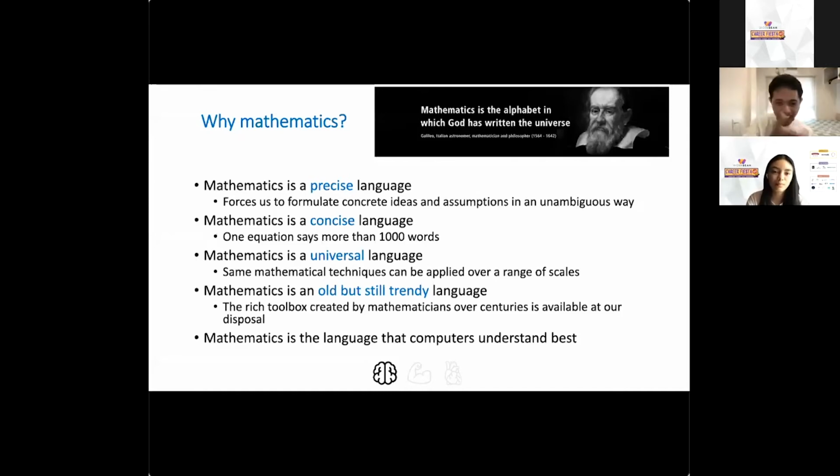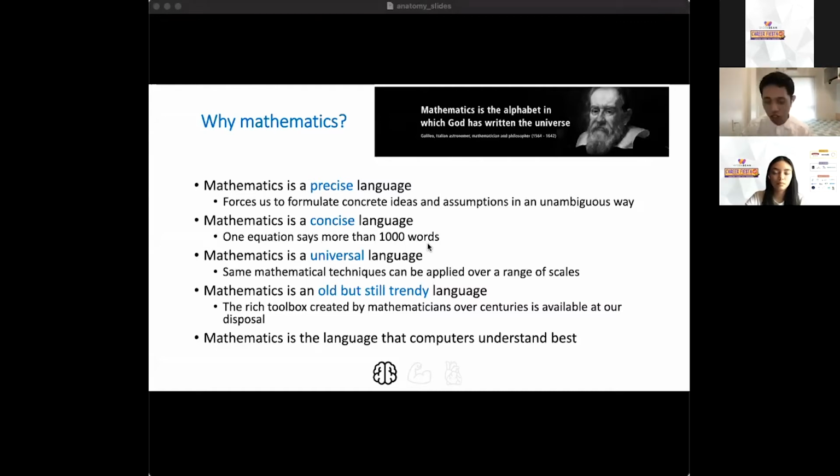So why math? Here are my reasons why math is very important in the field of data science and why we use it as a language to communicate our results. Math is precise, math is concise, mathematics is universal. You can use your equations here. For example, the equation of a line, y is equal to mx plus b, is the same here in the Philippines as in the United States, as in Poland, as in other countries. And mathematics is old but still trendy, especially now. Mathematics is a language that computers can understand. So in the advent of big data, in the advent of very fast computers, we can really leverage mathematics to optimize our processes and learn data science, making evidence-based and data-driven decisions.